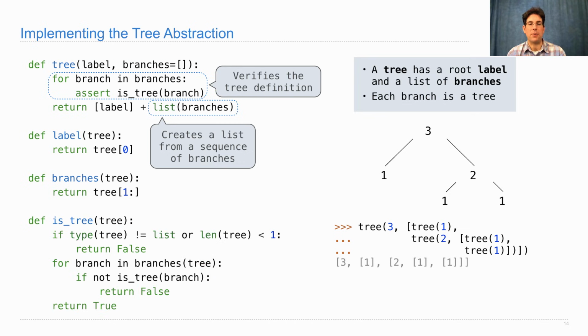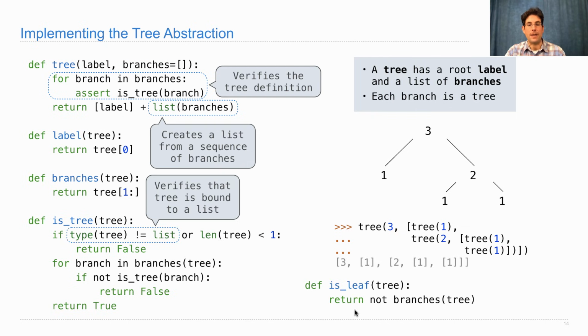How do we know if a branch is a tree? Well, for anything to be a tree, it has to be a list. It has to have at least one element for the label. So if that's not true, we'll return false. And it has to be the case that all the branches are trees. So in fact, is_tree is a tree recursive function itself that goes through every branch in the branches of the tree. If it's not a tree, that branch, then the whole thing can't possibly be a tree. If these two checks pass, then it must be a tree, because it has a label and it has branches that are trees.